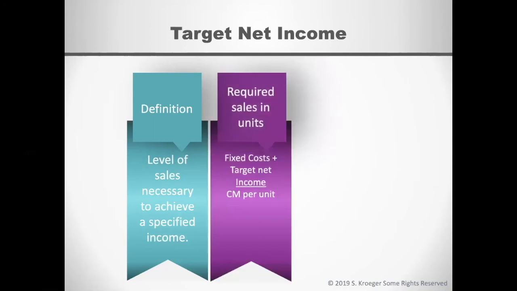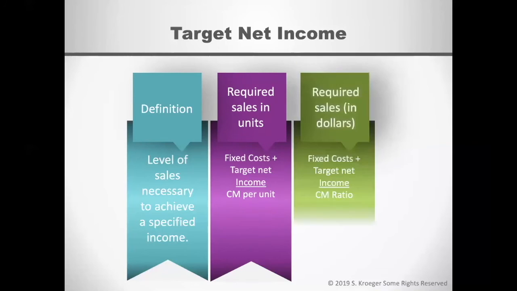The first formula is to determine how many units we need to sell in order to achieve our specific net income. We would add our fixed costs plus that target net income, in my example $1 million, divided by your contribution margin per unit. The second formula is to see what our sales in dollars need to be in order to achieve that target net income. We would add fixed costs plus the target net income, then divide by the contribution margin ratio.